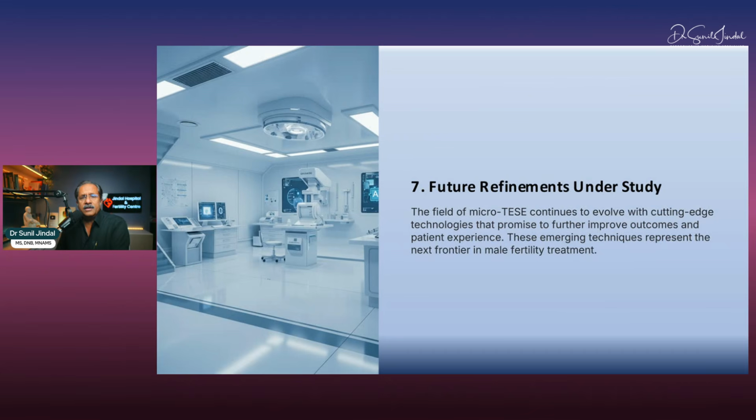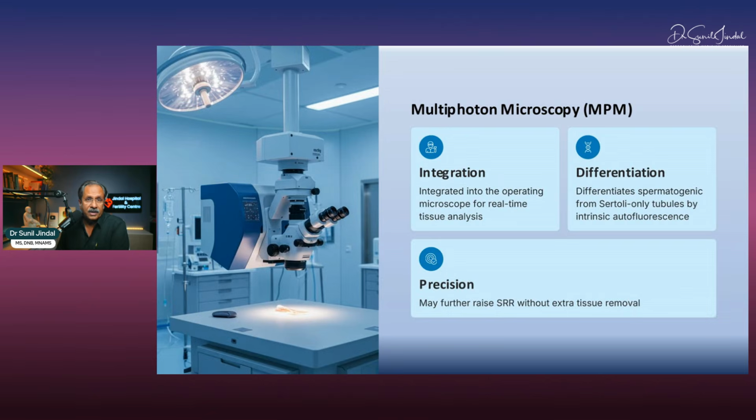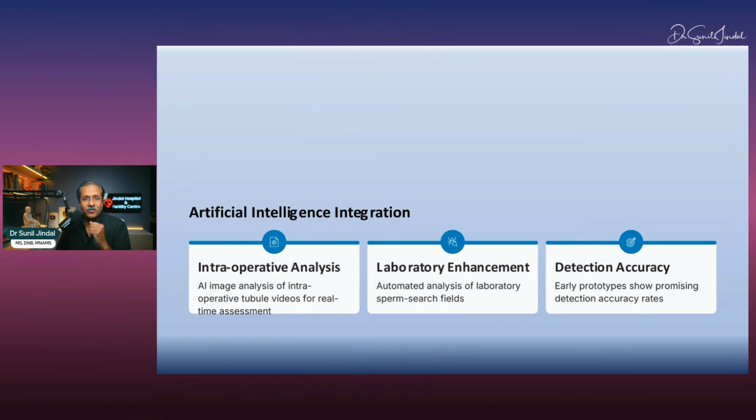Now, future refinements are under study in the field of micro-TESE. In the future, a lot of cutting-edge technologies are going to come, have come. One is multi-photon microscopy. You integrate an operating microscope with real-time tissue analysis. It differentiates the spermatogenic from Sertoli cells because of its intrinsic autofluorescence. So precision would be there, and it will raise the sperm retrieval rate without extra tissue removal. This is the first thing which is going to come in the world, or is being used, and it's in experimental stages. This is something beautiful which will come out.